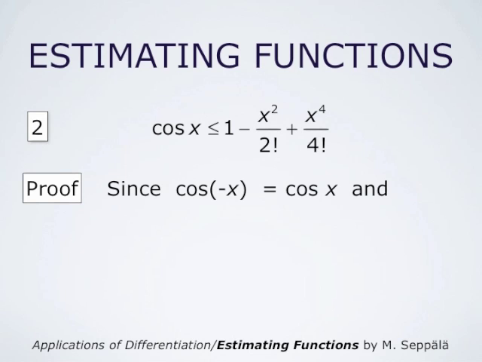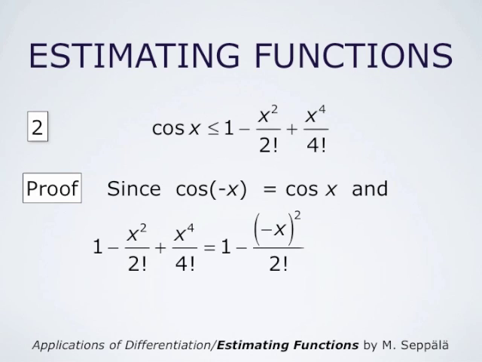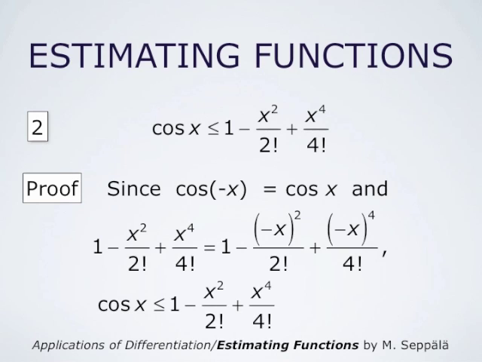Since cosine of negative x is cosine of x, as already observed in the beginning of this proof, and since 1 plus x squared over 2 factorial plus x to the fourth over 4 factorial is of course the same as 1 minus negative x squared over 2 factorial plus negative x to the fourth over 4 factorial, we observe that this result holds for all x. And this concludes the proof.